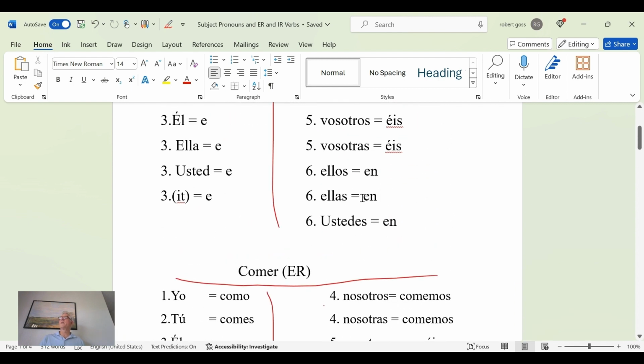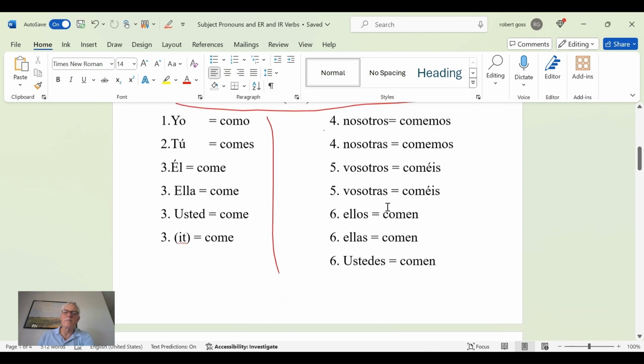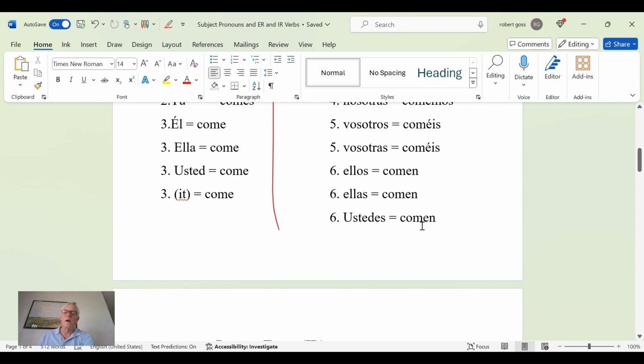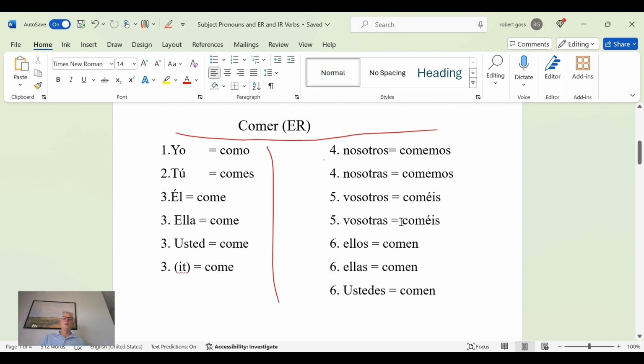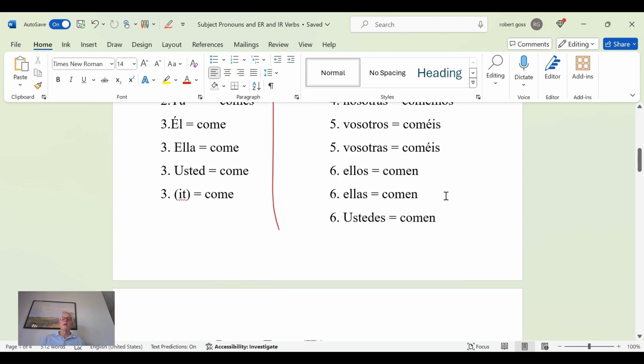Ustedes, you plural. Okay, if we say you plural in any country, we would just say ustedes. It doesn't matter whether they're familiar or whether they are formal. We'd put an EN ending on. Ustedes comen. All of you eat. And so the endings for ER verbs are O, ES, E, EMOS, ÉIS, EN. Nosotros would be comemos, EMOS. Vosotros, E with an accent, IS. Ellos, ellas, ustedes would be EN.